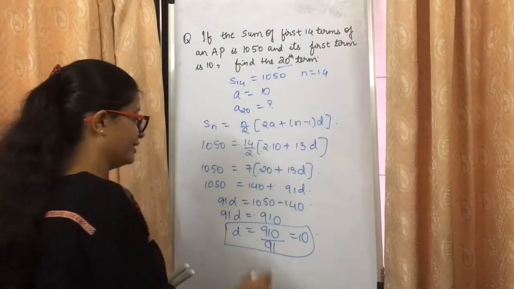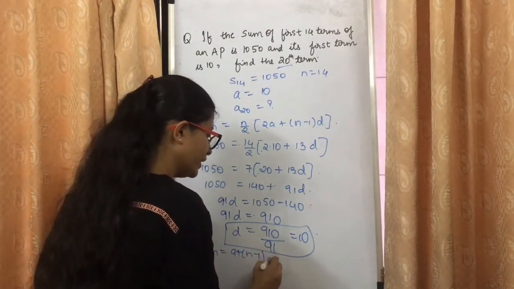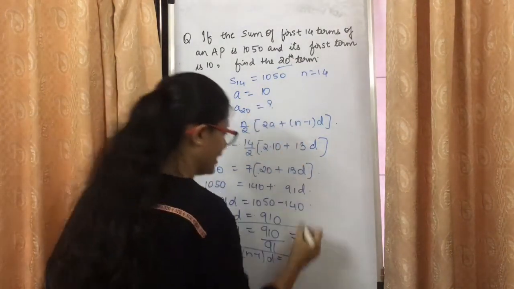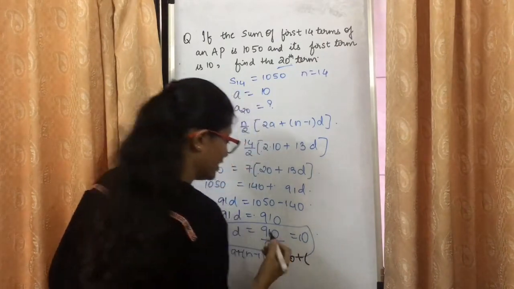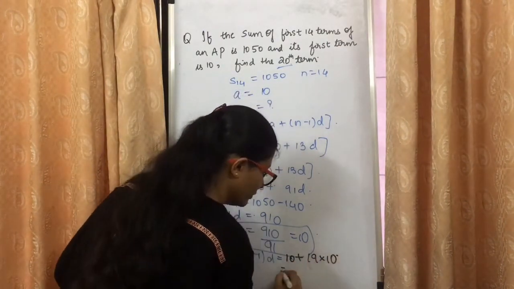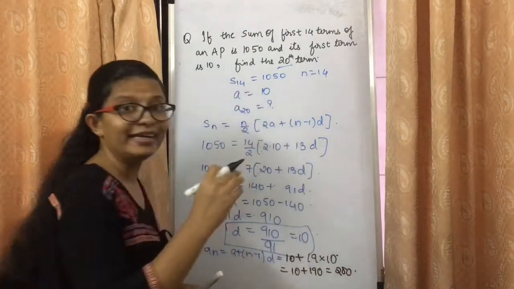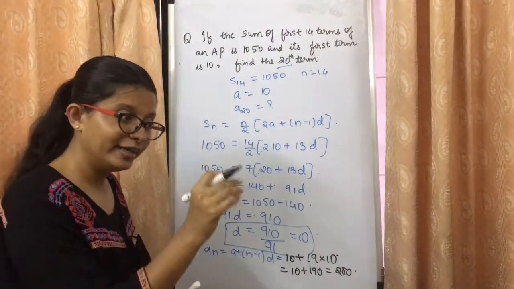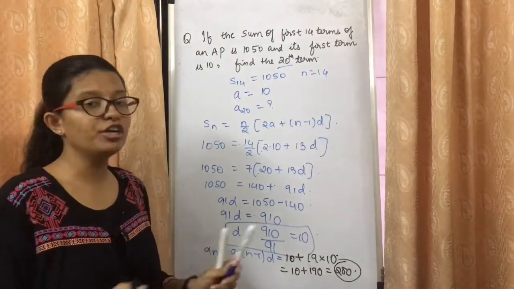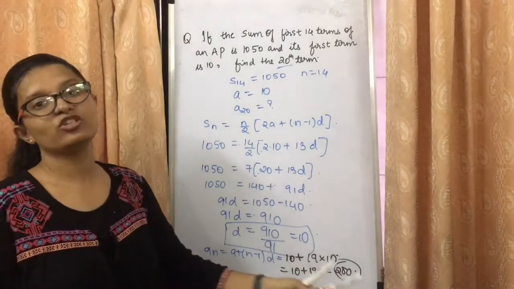n will be 20. So I need to apply the formula an is equal to a plus n minus 1 into d. And here n will be 20. तो a की वैल्यू रहेगी 10 plus n minus 1, n is 20, 20 minus 1 will give you 19. 19 into 10. So it will be 10 plus 190, and the answer for the 20th term you will get 200. It is not the sum of the 20 terms. It is the 20th term of the series which will be 200.